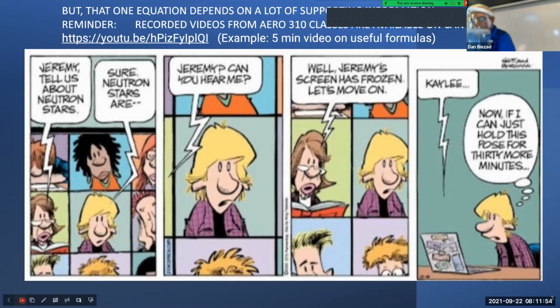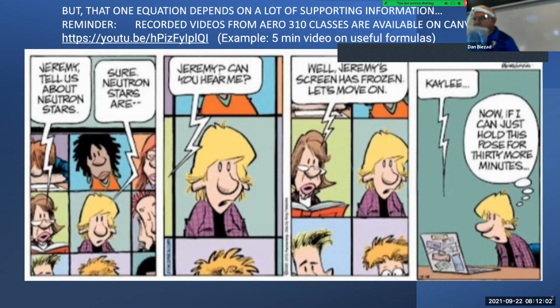Let's see what's next. Okay, that one equation, like I said, I don't want this thing to be blocking everything. I'll keep moving it around if I have to. That one equation depends on a lot of supporting information. And don't forget, a lot of these recorded videos are available on Canvas.